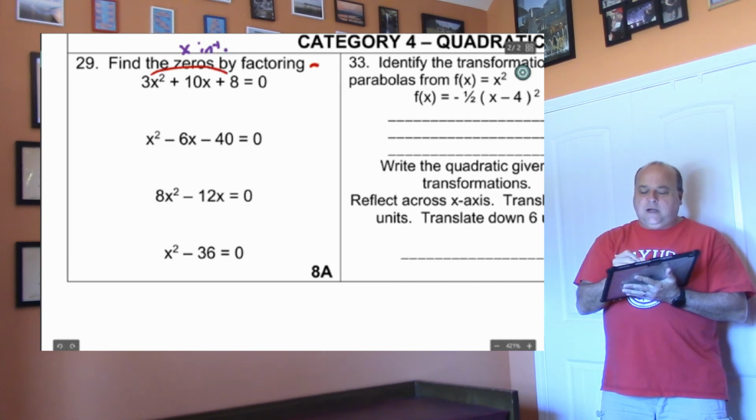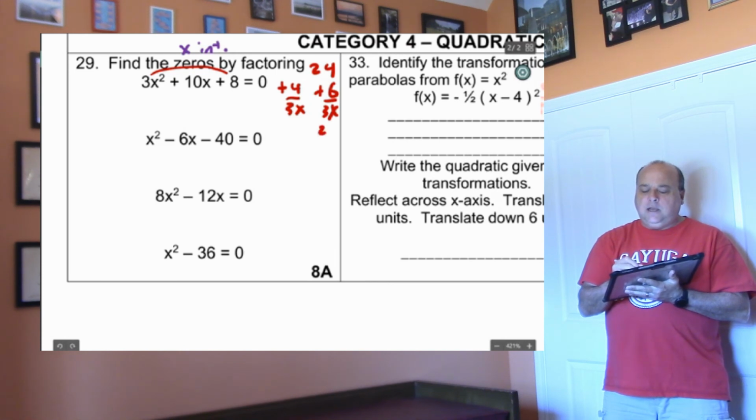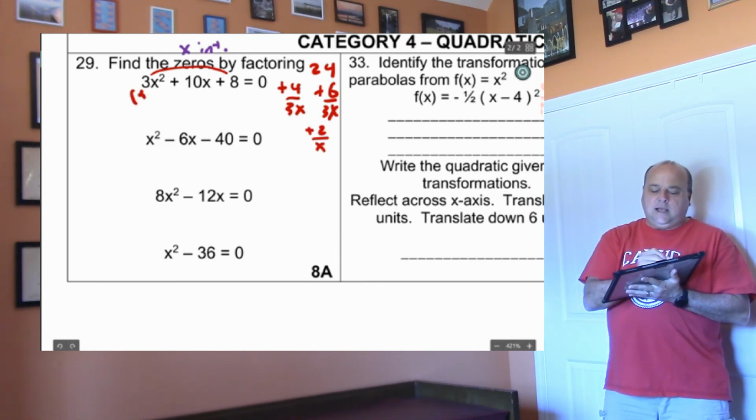So we're going to multiply 3 and 8 and get 24. Multiply 24, add, get 10. That's 4 and 6. Both of them will be plus. Put 3x on the bottom. This will end up being 2 over x. So my parentheses will be 3x plus 4 and then x plus 2.